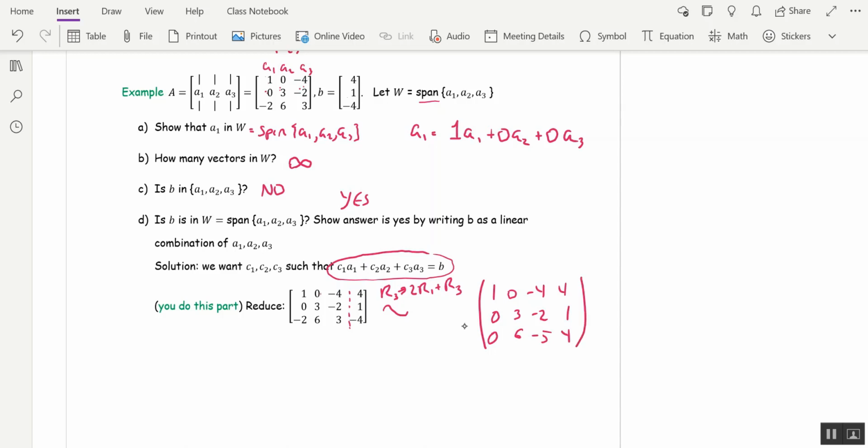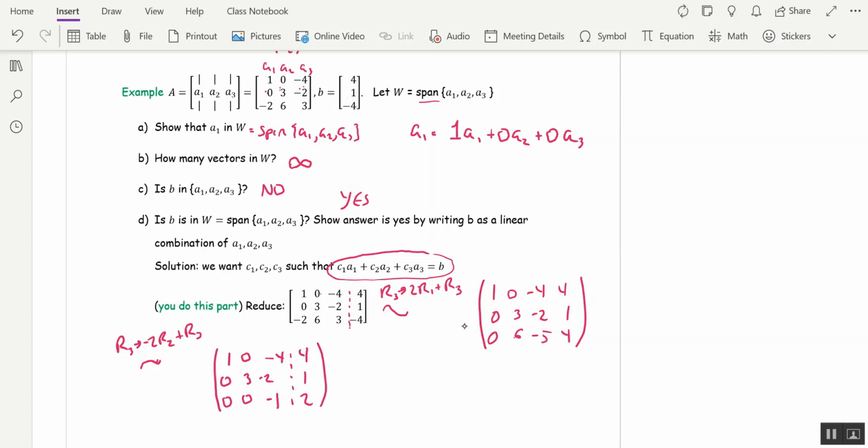Work smart, not hard. This needs to be a 1 eventually, but if we turn it into a 1 now, we're going to get fractions. Let's use this 3 to kill off this 6 first, because that 6 has to go. So I'm going to replace row 3 with -2 row 2 plus row 3. So row 1 stays the same, 1, 0, -4, 4. Row 2 stays the same. Row 3 becomes 0, 0, -1, 2.